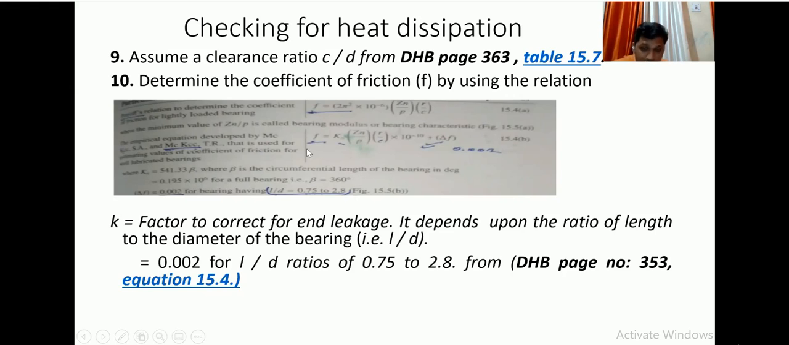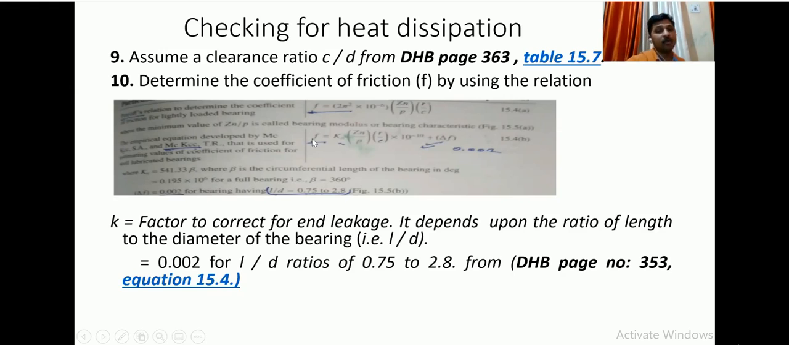So we can easily find out the value of friction by this equation, which is given in your data book on page number 353. On page number 353, this equation is given, which is 15.4, and this del F is nothing but a constant, it is 0.002. So from here we can easily find out the value of the coefficient of friction.